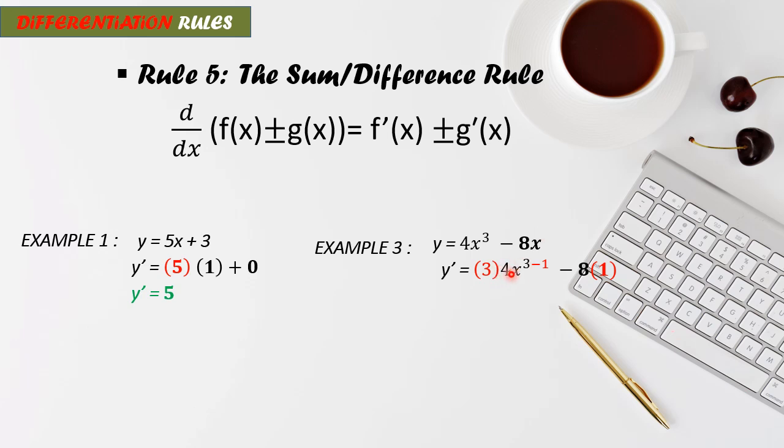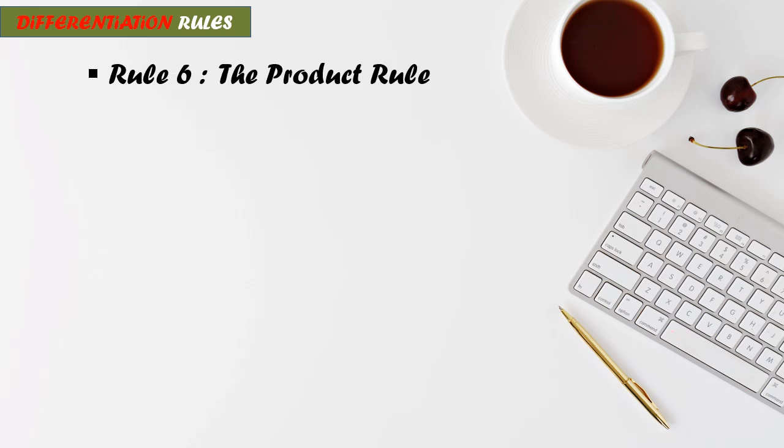X, what is the derivative of x? The derivative of x is equal to 1, so 8 times 1, okay? By further simplifying, we have 3 times 4, that's 12, x raised to 3 minus 1, we have 2, minus 8 times 1, we have 8. This is the final answer. Okay, that's for rule number 5. Let's proceed to rule number 6.